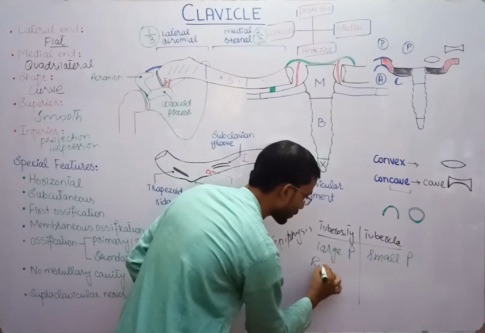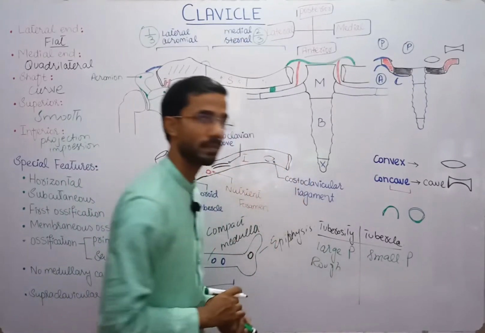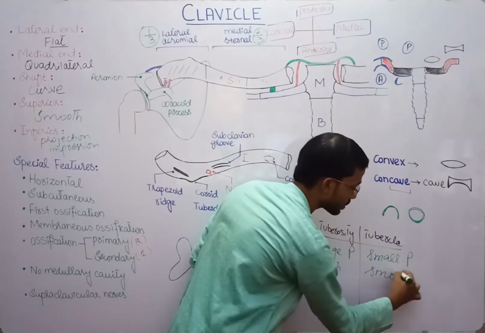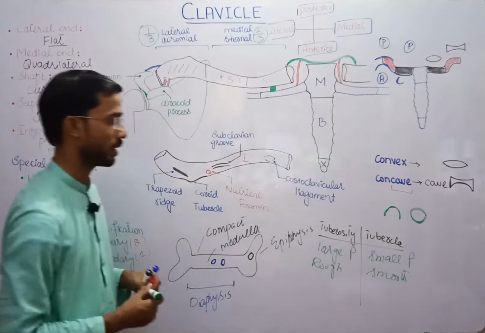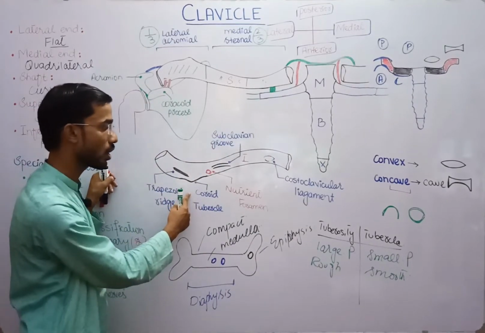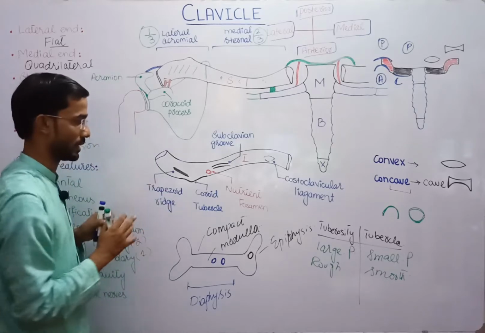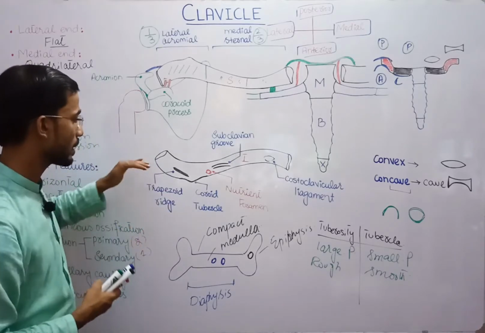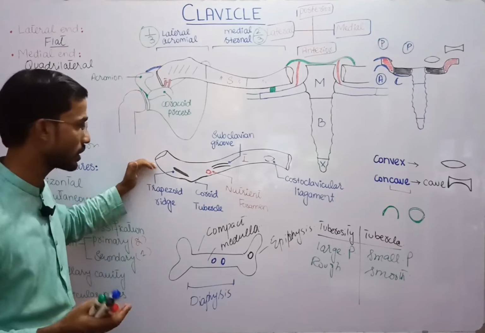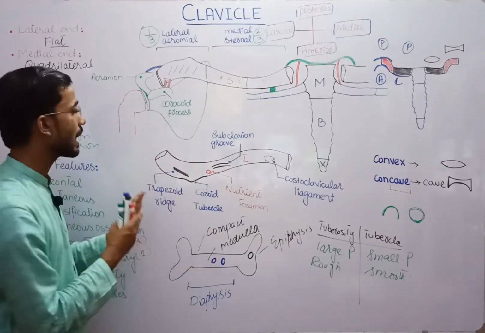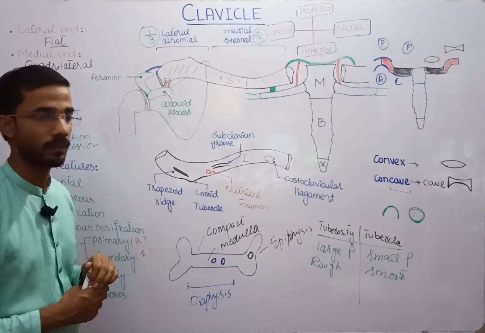Tuberosity has a rough surface, and tubercle usually has a smooth or rounded surface. So here there is a coracoid tubercle, a small projection with a smooth surface. So this is the trapezoid ridge projection, and here is the coracoid tubercle. These are present in the lateral side.